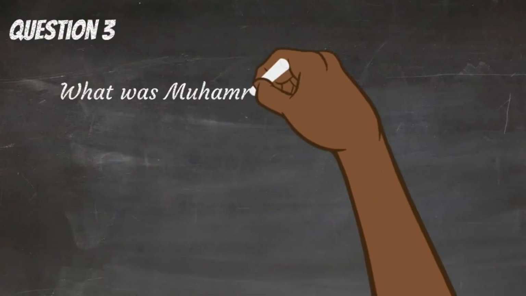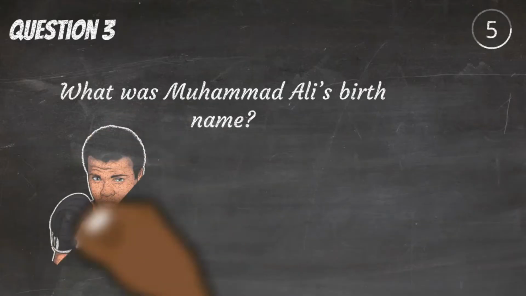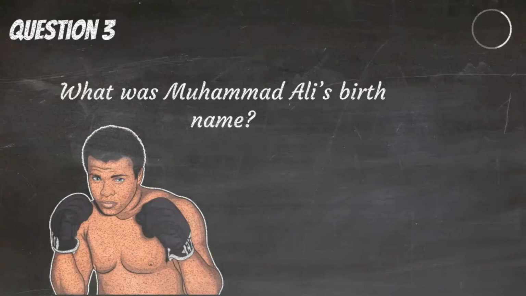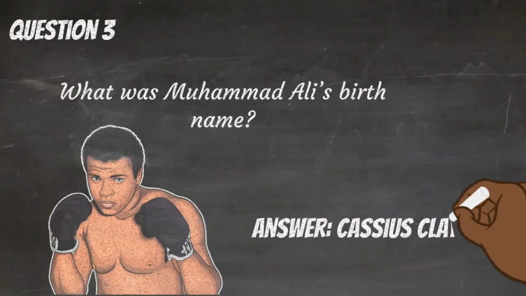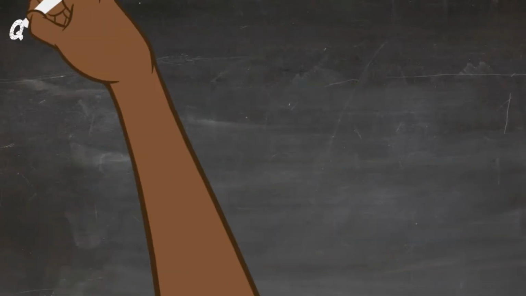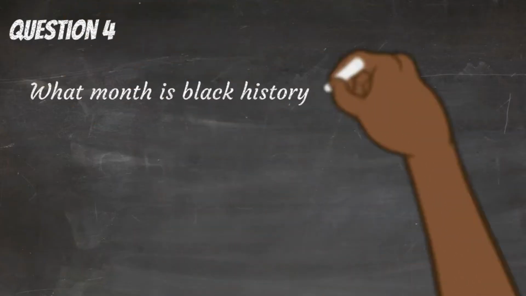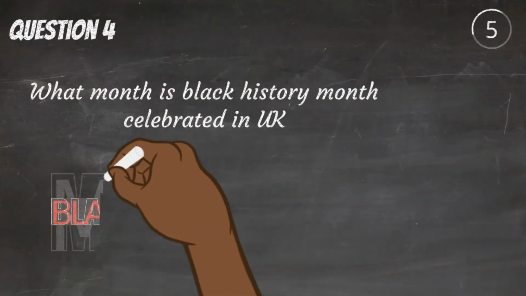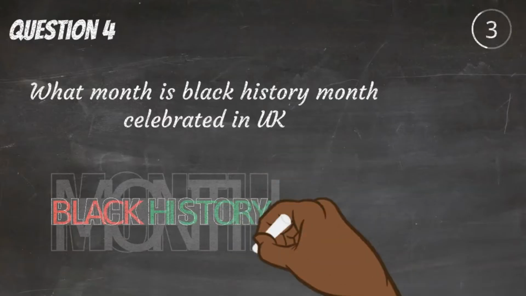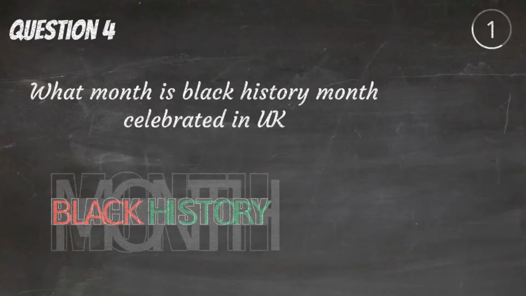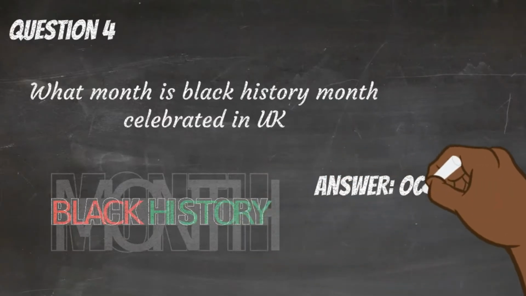Question 3. What was Muhammad Ali's birth name? Cassius Clay. Question 4. What month is Black History celebrated in the UK? October.